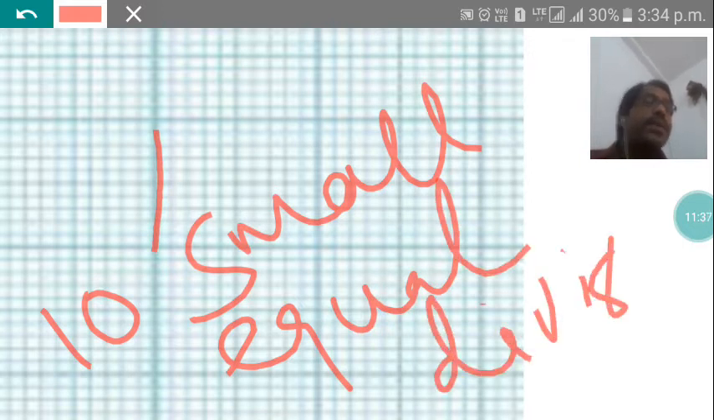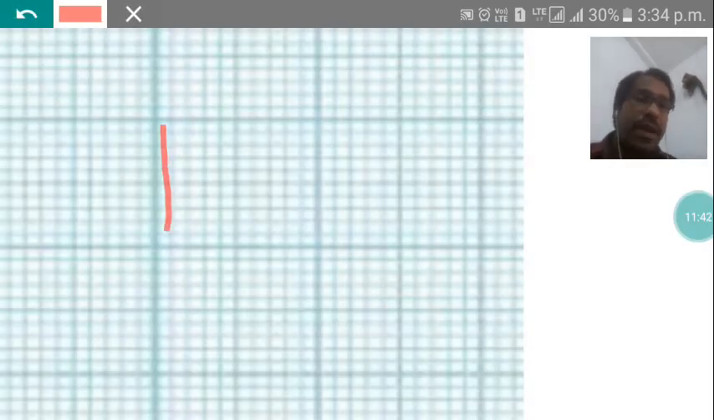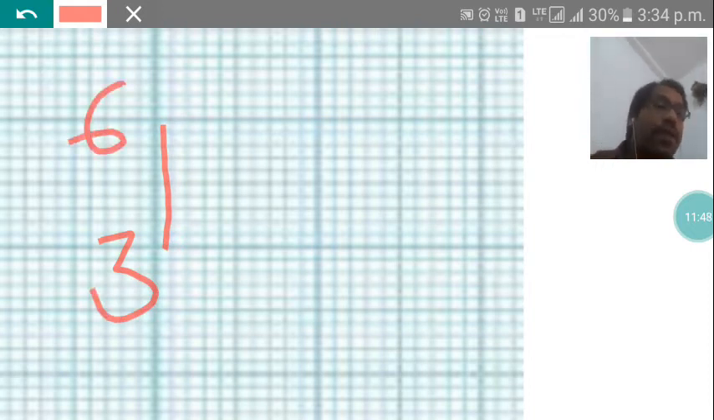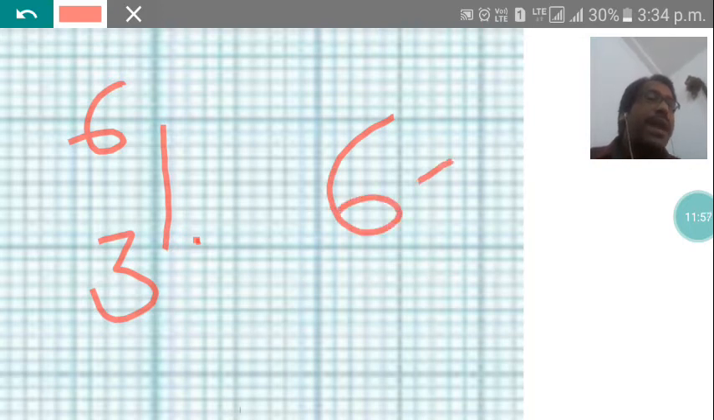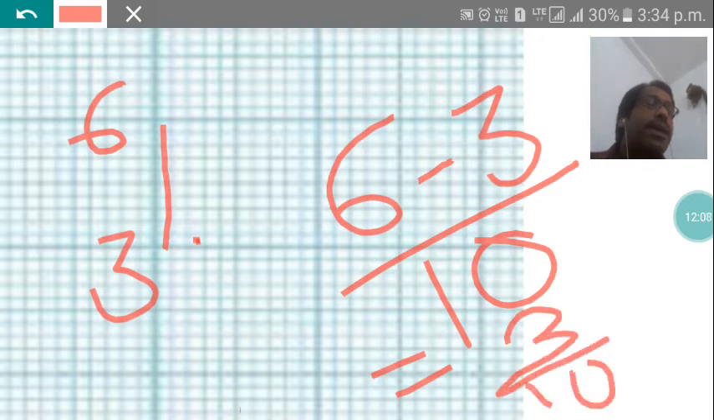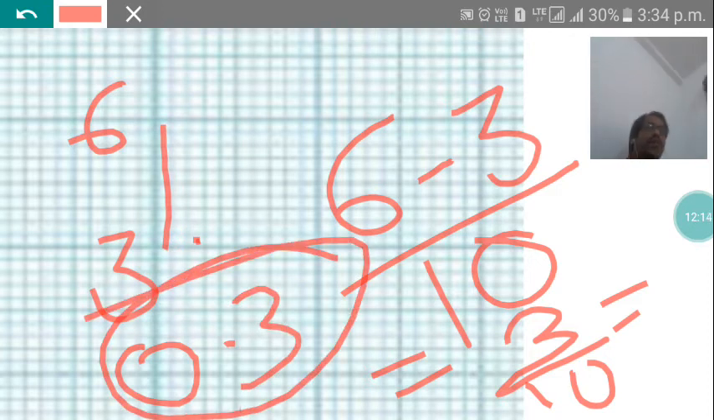That means it's very useful. Suppose from here to here you have taken 3 and this is 6, then what is the value of one small square? For that we subtract the maximum minus the minimum, divided by the number of divisions. Here it is 10. So each small division represents 3 by 10, which is equal to 0.3.